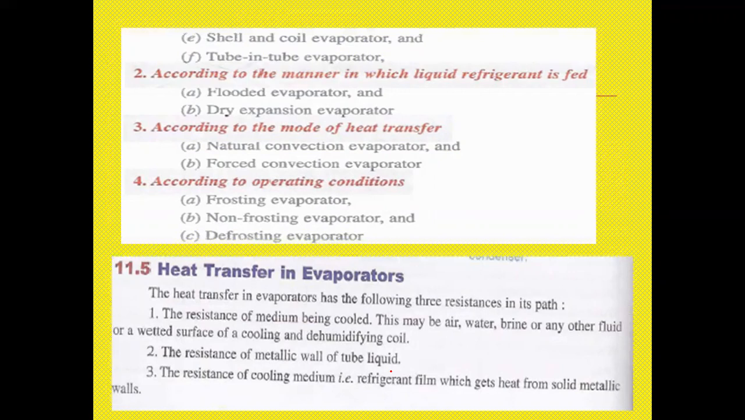Next type is according to the manner in which the liquid refrigerant is fed. According to the manner means according to the way or path in which the liquid refrigerant is fed. First one is the flooded evaporator, second one is the dry expansion evaporator.